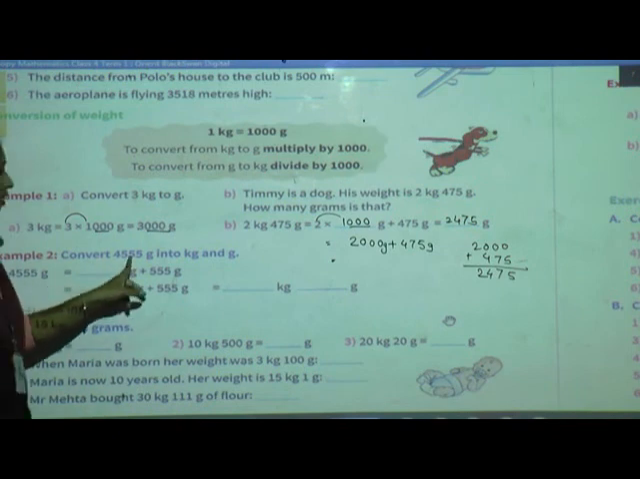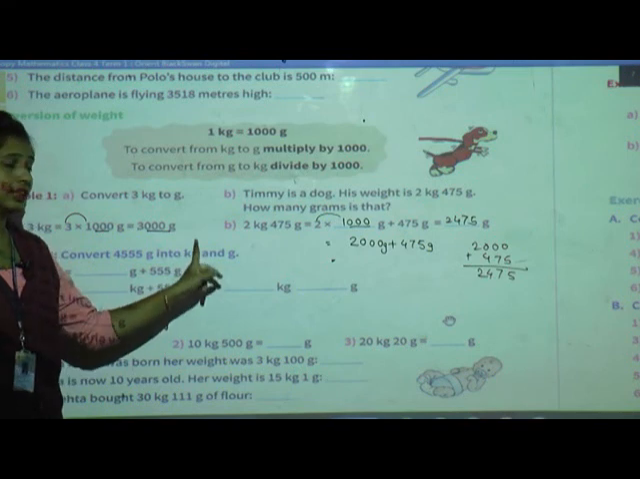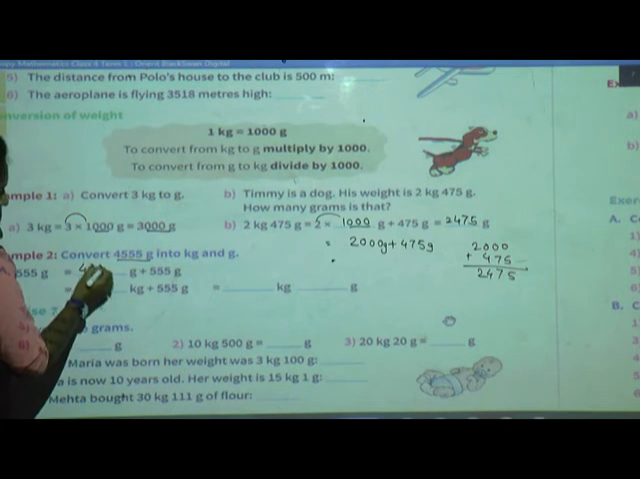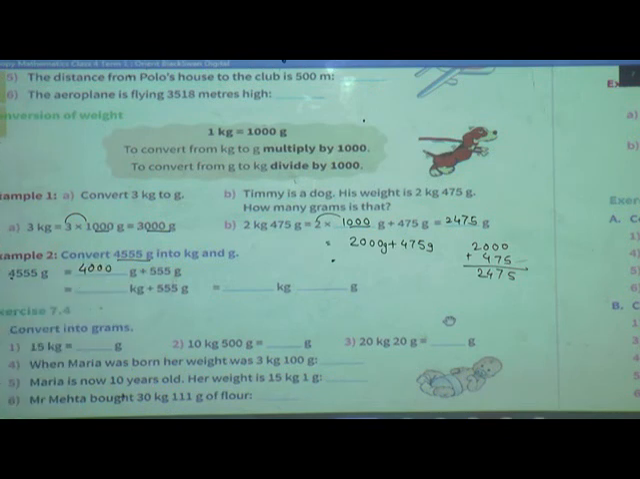Convert 4555 gram into kg and gram. They had given gram, now we have to convert into kg and gram. How many kgs are there and how many grams are there in 4555? Okay. Now see, 4000 gram plus 555. Now what we have to do?